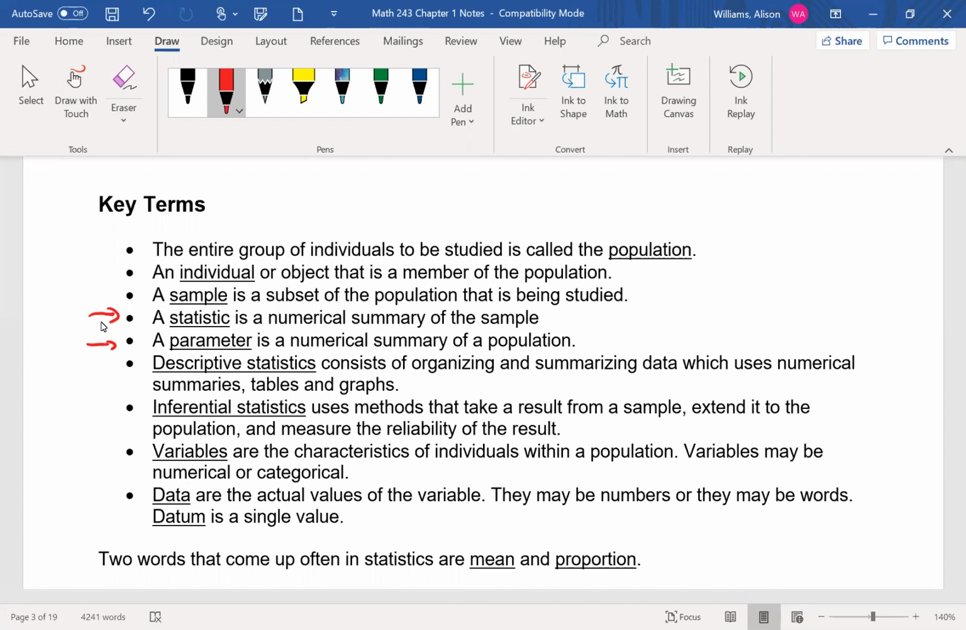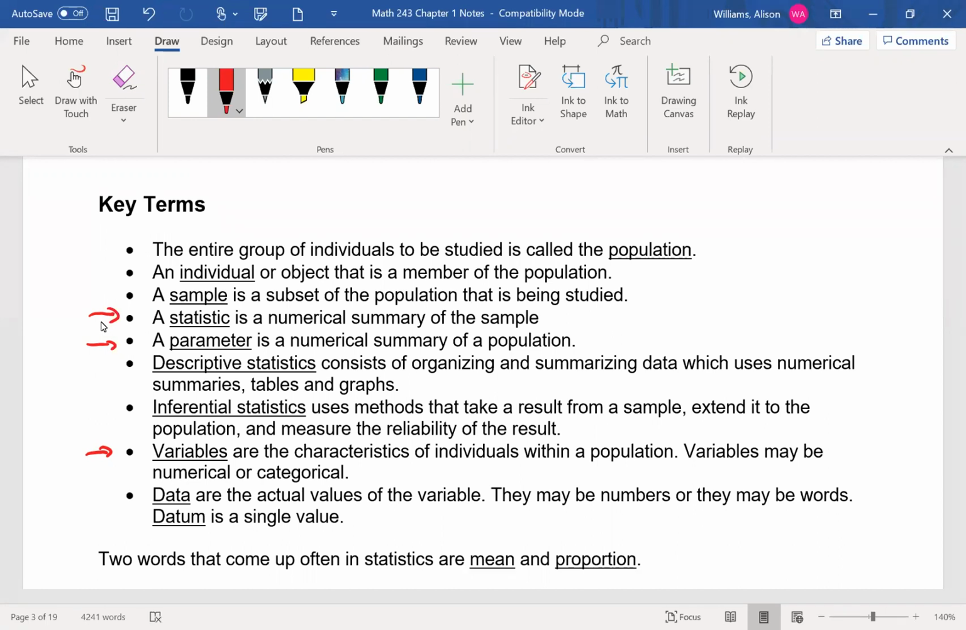Descriptive statistics is when we're describing the data: summarizing, organizing it, putting it in tables and graphs. The inferential part of statistics is more complicated. That's what we're going to study in the last part of the class: analyzing the data and inferring things about the population based on the sample. I also wanted to point out that the word variable in statistics does not mean unknown. In statistics, a variable is a characteristic of individuals in the population.